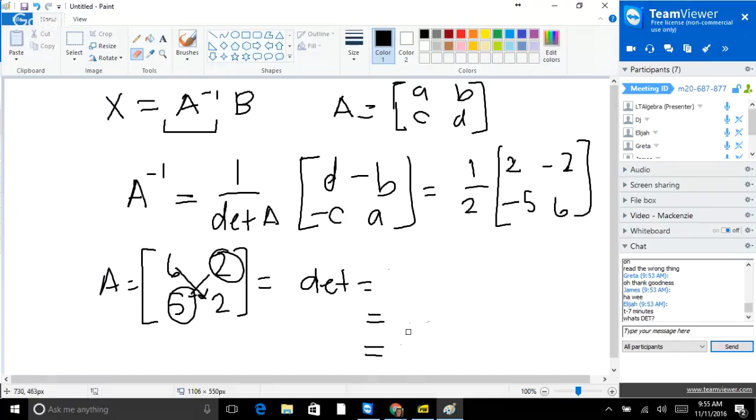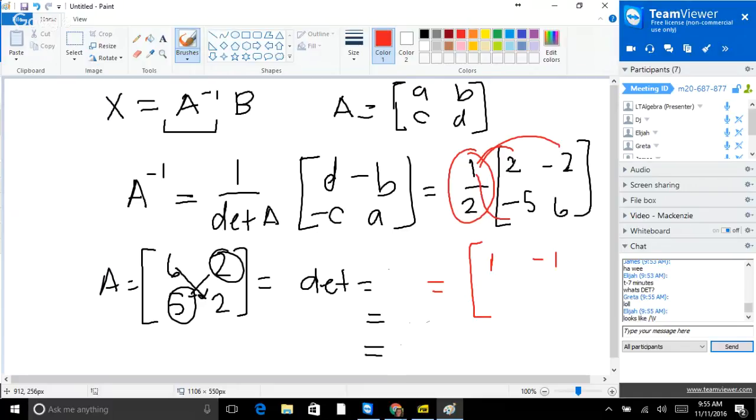Okay. So now we're almost there on finding the inverse. This is just a scalar multiplication, right? So you're going to multiply 1/2 times each of these items in here. It's basically like the distributive property, right? 1/2 times 2 is 1. 1/2 times -2 is -1. 1/2 times -5 is -5 over 2. And 1/2 times 6 is 3. So boom, you found the inverse of A.